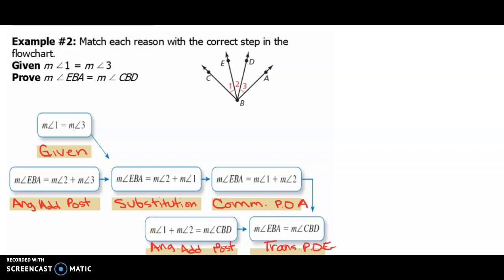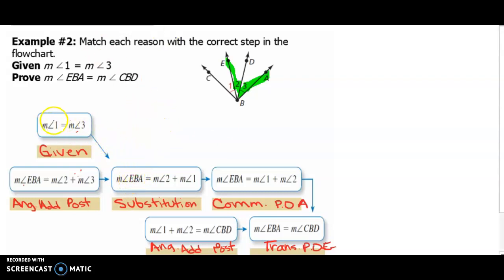All right, let's look at this flowchart proof. So measure of angle 1 equals measure of angle 3, that is given. Okay, so notice there's an arrow that goes from here to here, and then an arrow that goes from here to here. So in order to tackle this, we have to do both of the ones before it. Okay, so the measure of angle EBA is angle 2 plus angle 3. That is the angle addition postulate. We put two angles side by side together to equal the bigger angle.